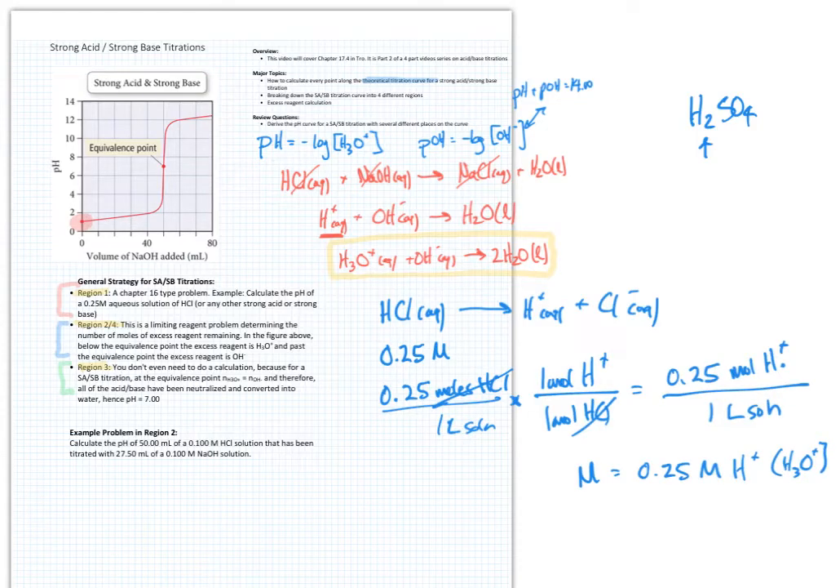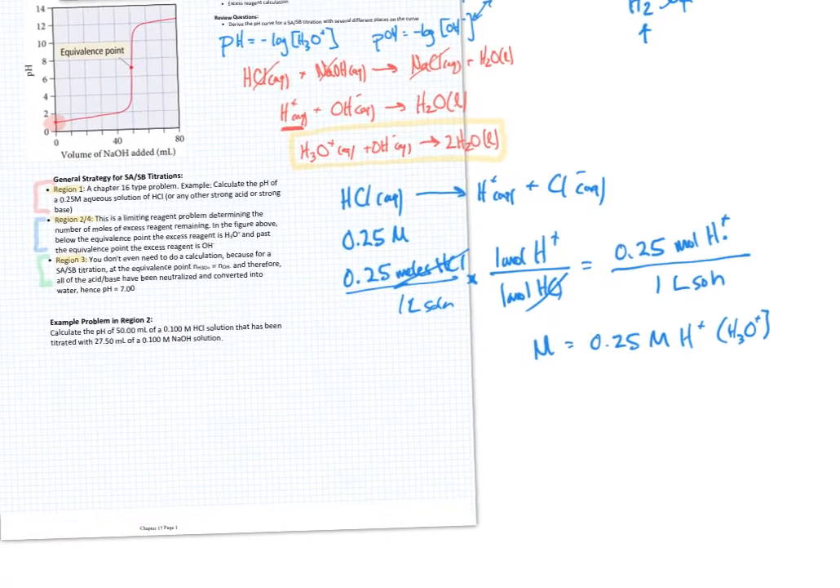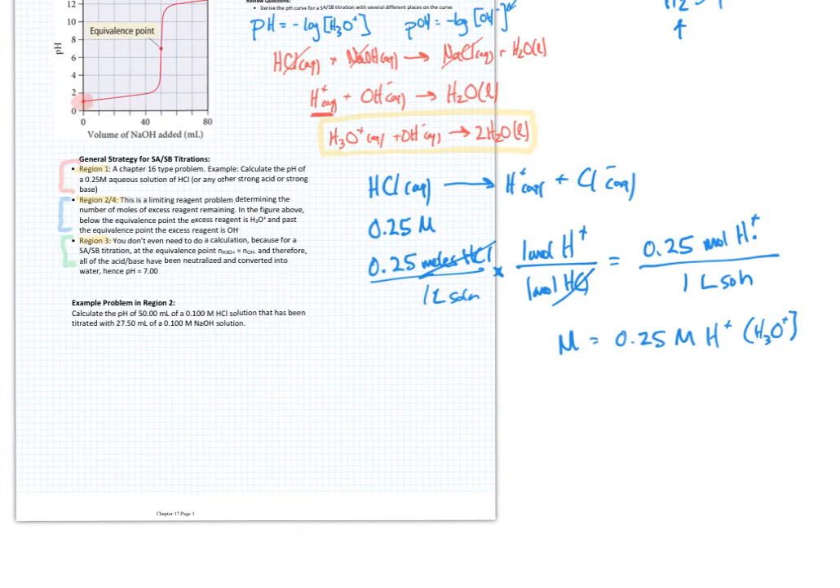So because of this reality, if you have a problem like this, it's actually a really easy problem because you already have the concentration of H+, and we know that pH is equal to negative log of the molar concentration of H3O+.